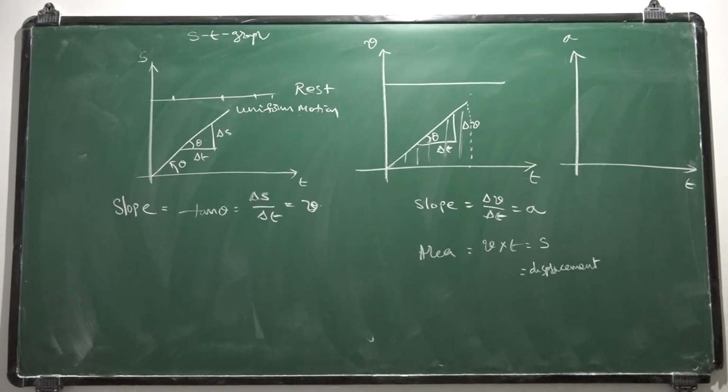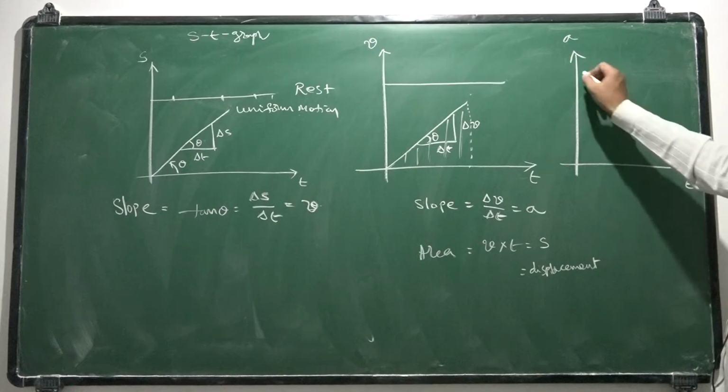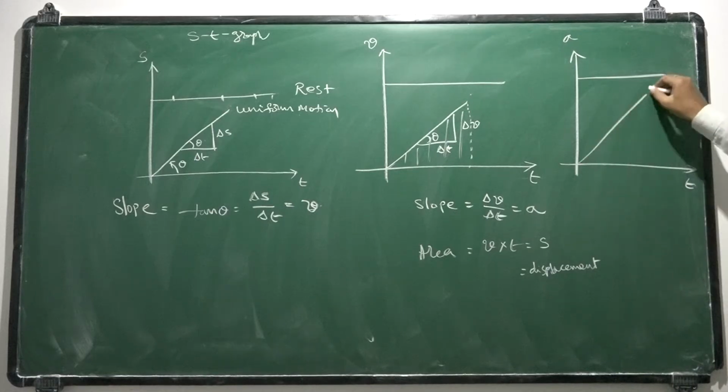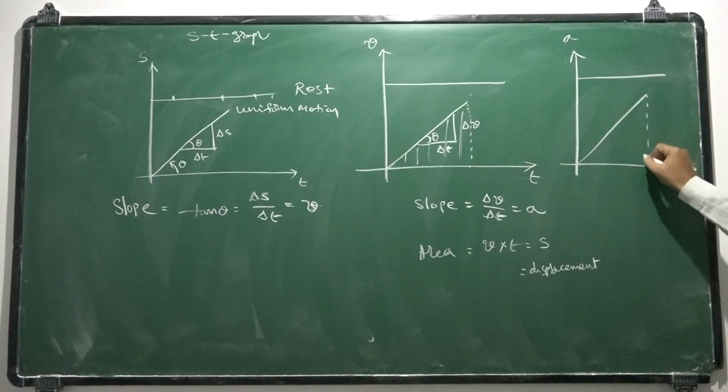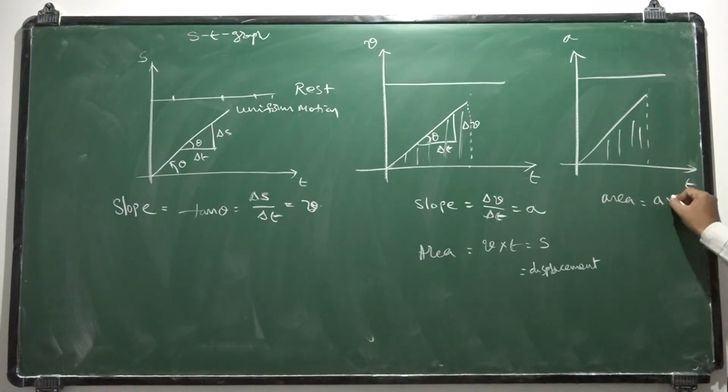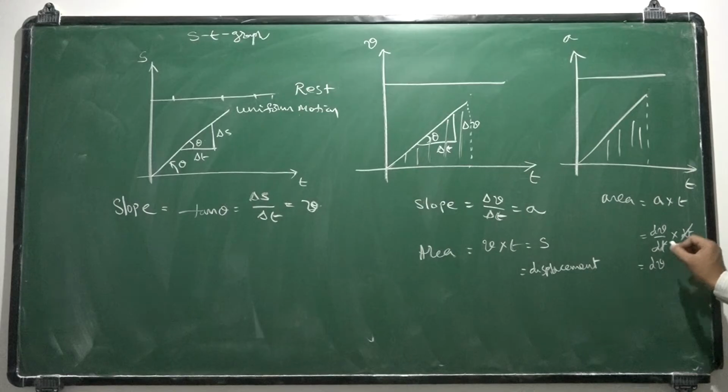Slope indicates acceleration. Whereas if you see an acceleration-time graph, if it is a straight line, the body is said to be in uniform accelerated motion. The body is said to possess uniform acceleration during the motion. And if it is a straight line like this, the area under this graph is nothing but acceleration into time interval. Acceleration into time interval means the general formula dv by dt into time interval dt. So change in velocity is provided by the area under the graph.